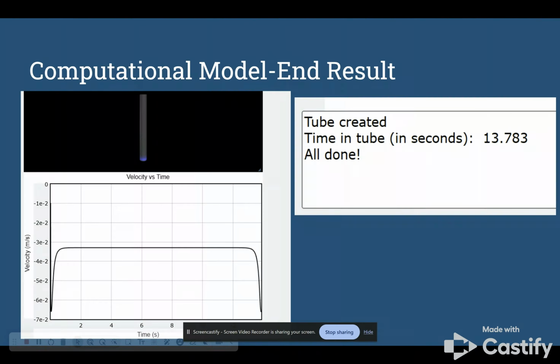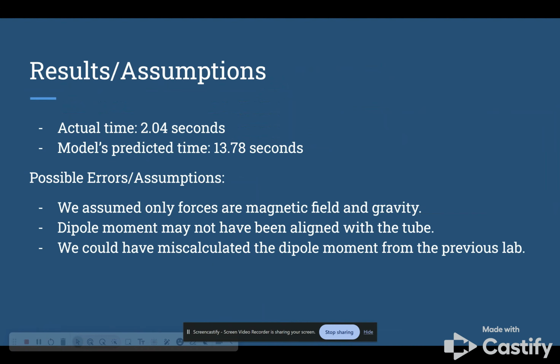So after modeling all this out, we get the end result, which is that it took about 13.783 seconds. But this is very different from real life. It could have been because we assumed that the forces were only the magnetic field and gravity, and the dipole moment may not have been aligned with the tube. We also could have miscalculated the dipole moment in the previous lab, which is much more likely.